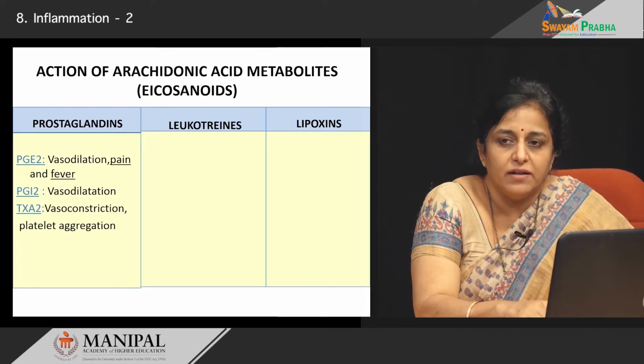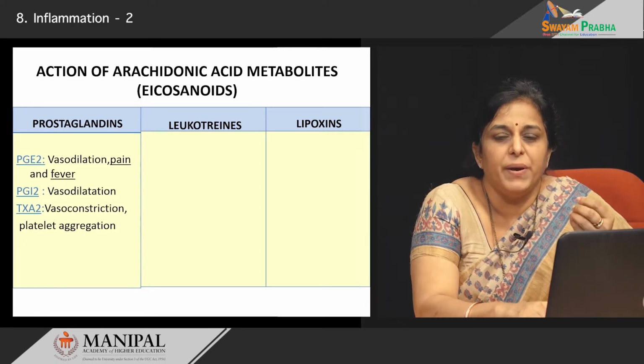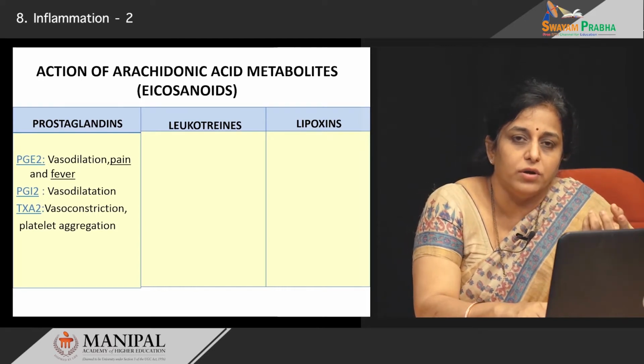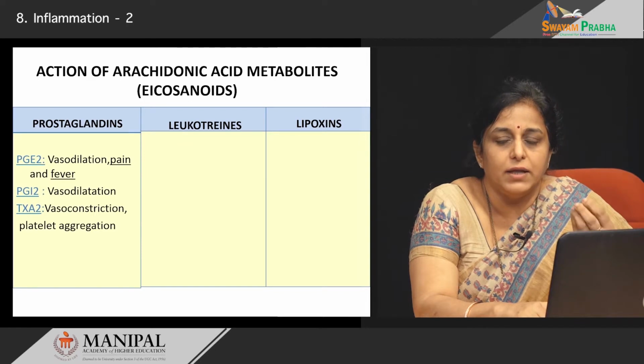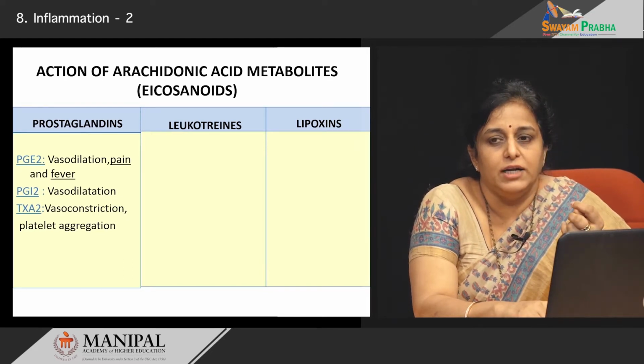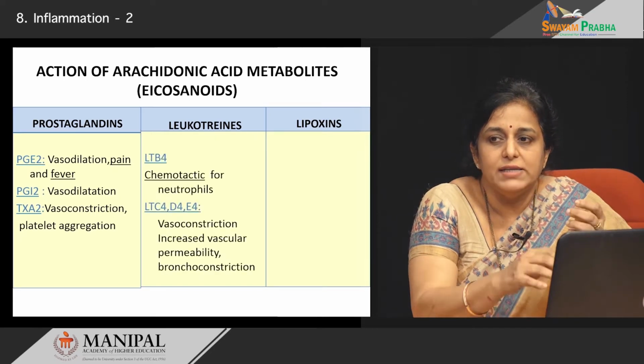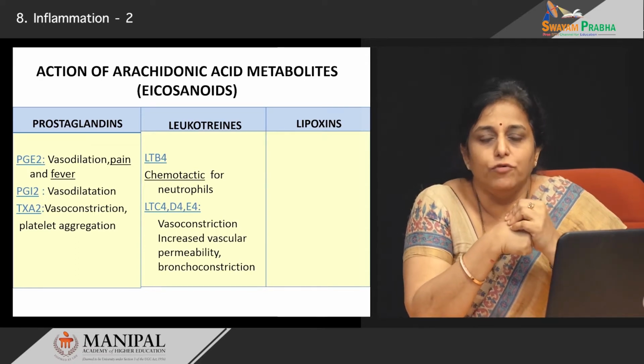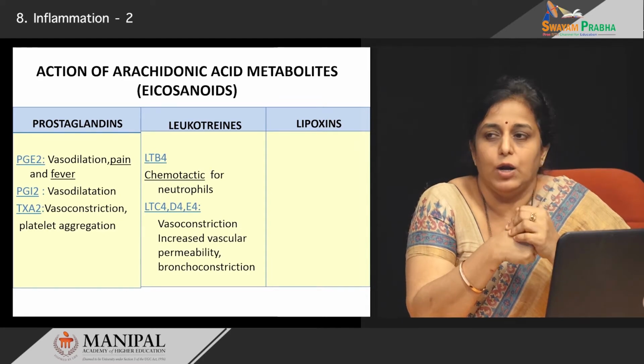What are the effects that prostaglandins produce? PGE2 causes vasodilatation. In addition, the pain and fever that you get when you have an inflammation, for example, acute tonsillitis or acute sinusitis, the pain at the site of inflammation or the fever, is caused by prostaglandins. PGI2 causes vasodilatation. Thromboxane A2, I told you, has an opposing effect to prostaglandin I2 and causes vasoconstriction. Leukotrienes, we learnt LTB4 is an important chemotactic factor, and C4, D4 and E4 cause increased vascular permeability and vasoconstriction.